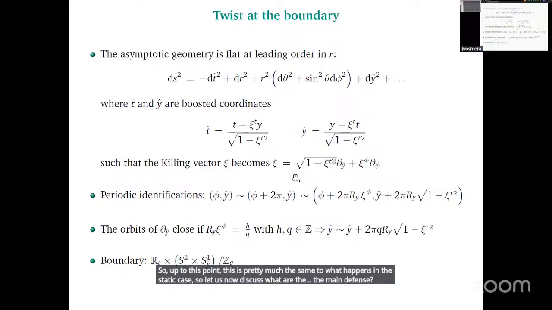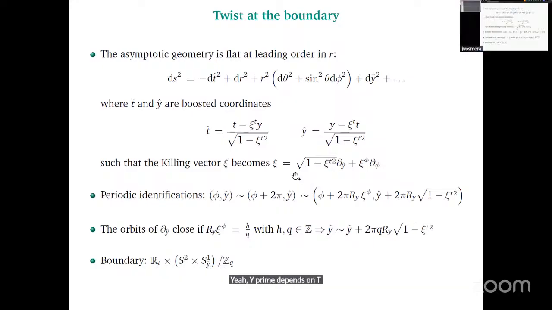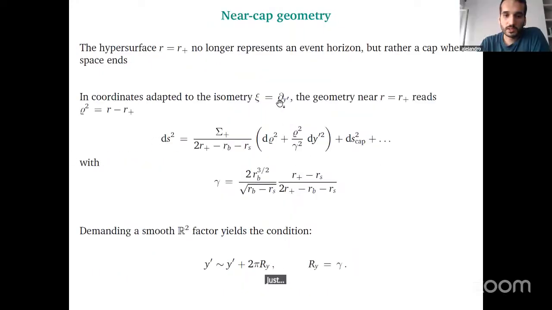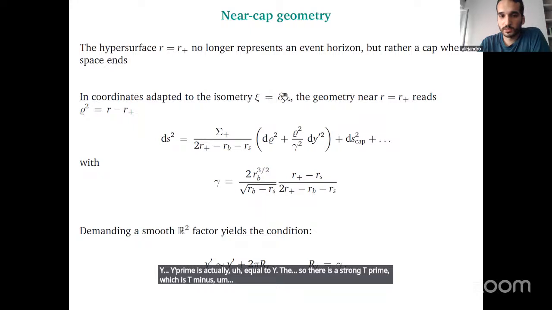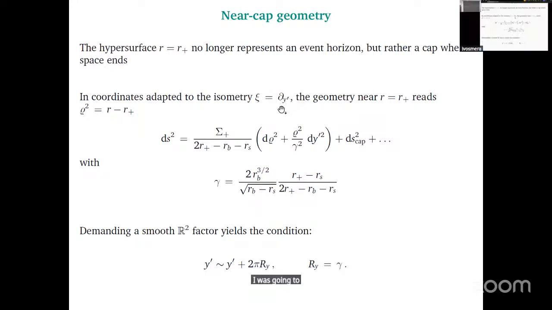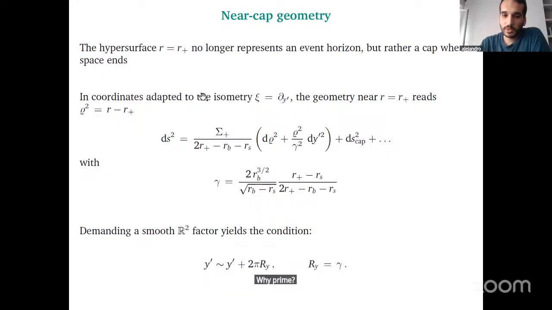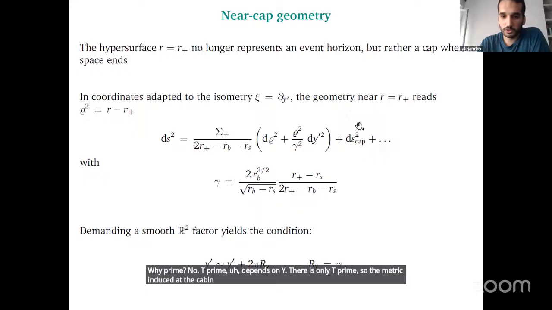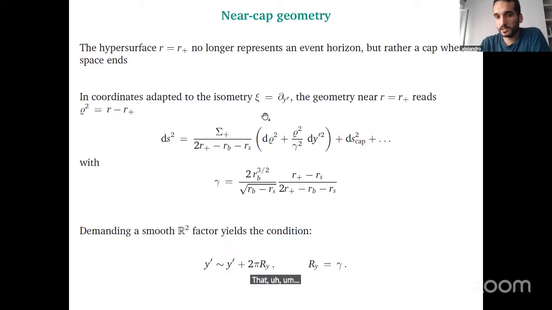Y prime depends on t here. Y prime is actually equal to y. There is some t prime, which is t minus some constant times y. Does it depend on the initial t? Y prime, no. T prime depends on y. So the metric induced at the cap can be written in terms of some t prime and some phi prime that are just t and phi minus some constant times y.